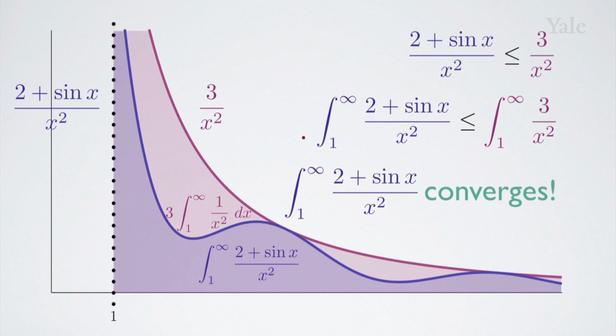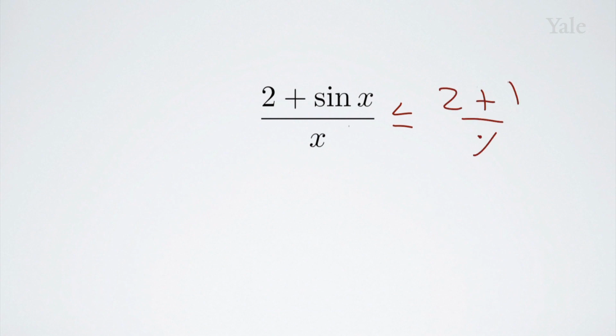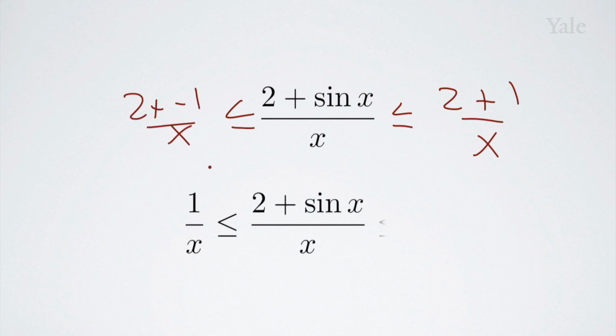Okay, let's do another quick example to see if we have a good idea of what's going on. Let's look at 2 plus sine x over x to the first power now. We can do the same thing we did before. We can drill in on the function itself and point out that it's got to be less than or equal to 2 plus 1 over x and bigger than or equal to 2 plus negative 1 over x. In other words, 1 over x is the lower bound of this function, and 3 over x is the upper bound of 2 plus sine x over x.